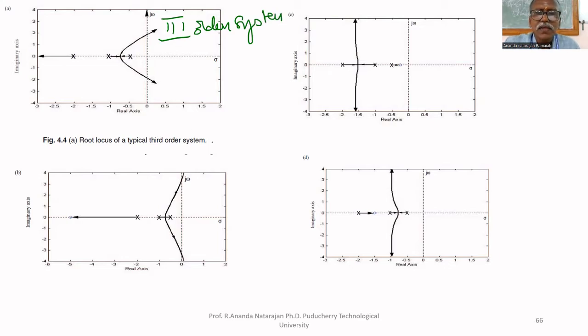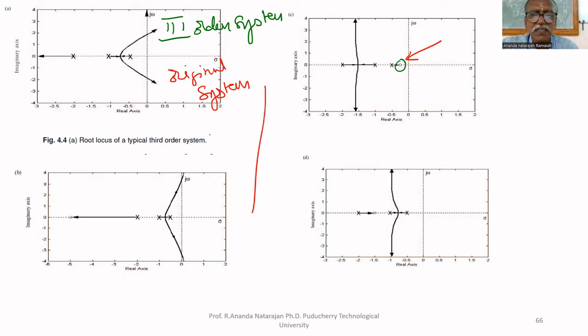In that, I am including a pole very close to the j omega axis. I included a zero very close to the j omega axis. This is the one zero included. This is the original system, with no compensation. Here I included a zero. Because of that, the characteristic is modified like this. So what happens? We'll apply the rules and check whether we are getting this or not.